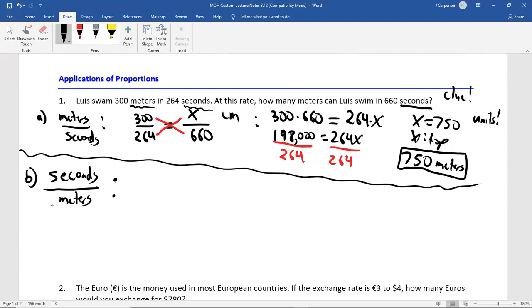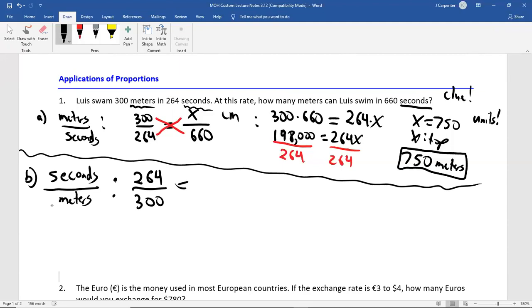So the first sentence, the 300 meters in 264 seconds, is now flip-flopped. I know why teachers don't want to teach you this way: someone's just going to instinctively write the 300 over the 264 because they're rushing. But no, the 264 was seconds, so it goes in the top. The 300 was meters, so it goes in the bottom.